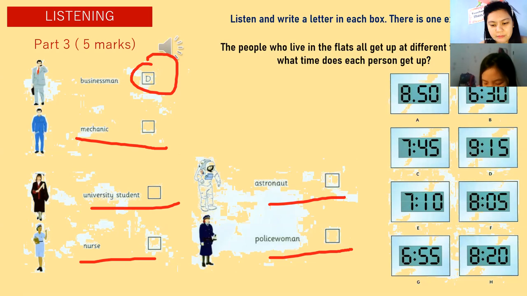Can you see the letter D? Now you listen and write a letter in each box.